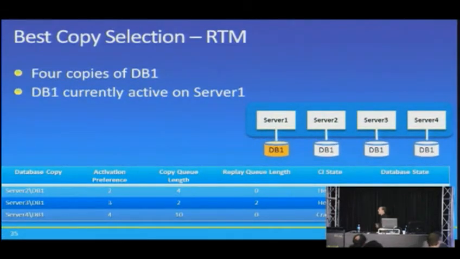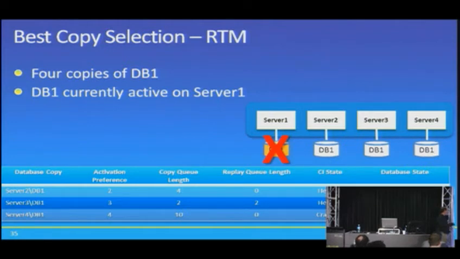So let me give you some examples of how it might work between RTM and SP1. And these are very simple examples. Just 4 servers in my DAG, 4 copies of DB1. DB1's currently active on server 1, but as things happen, server 1 has some sort of a failure that affects DB1. Now down here, we can see a snapshot of the state of things.